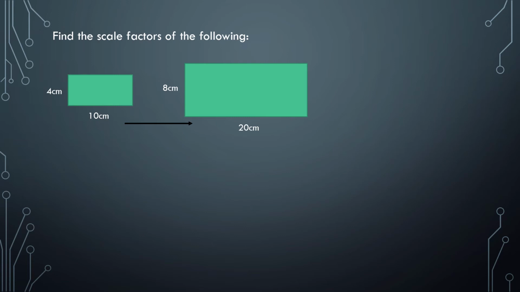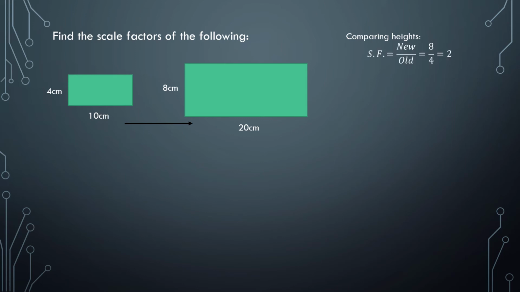So when we want to find our scale factor, what we want to do is pick a side in the shape that we know something about in both of them. So here I might want to compare the heights. I know the height in both of my rectangles. That left-hand edge, I know for the small rectangle is 4 centimeters, and for the bigger rectangle is 8 centimeters.